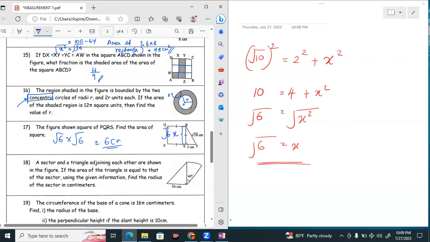Is there anyone who has got this answer? Did you understand this part?